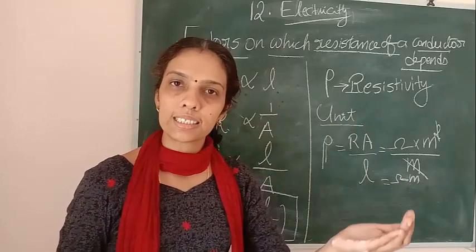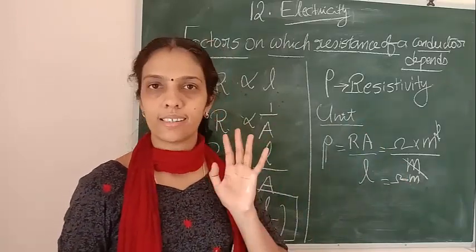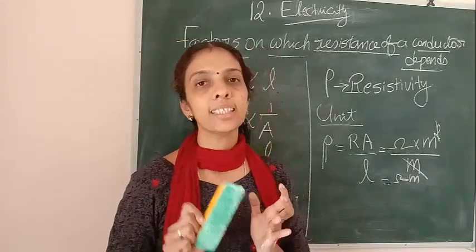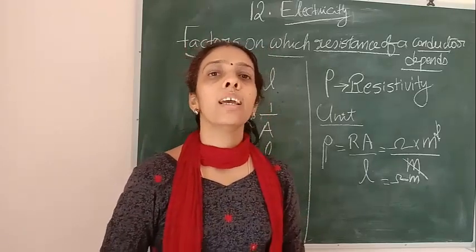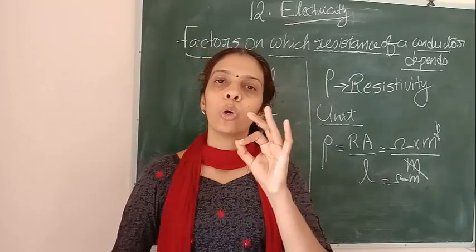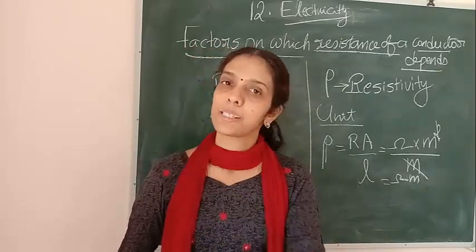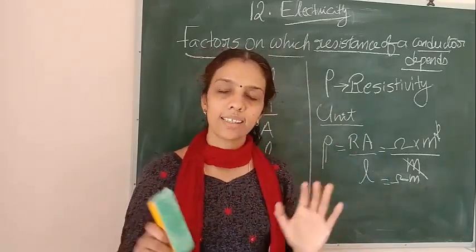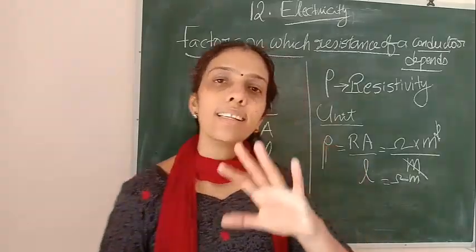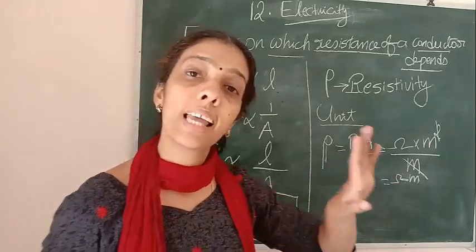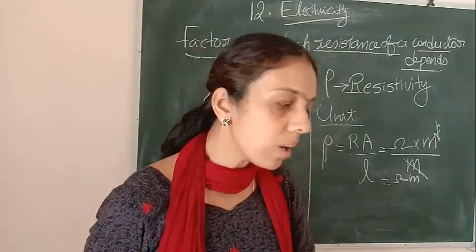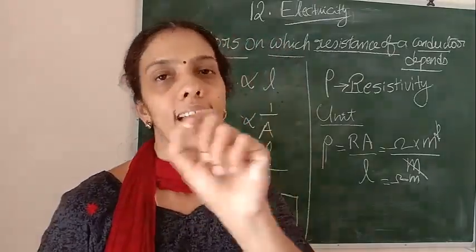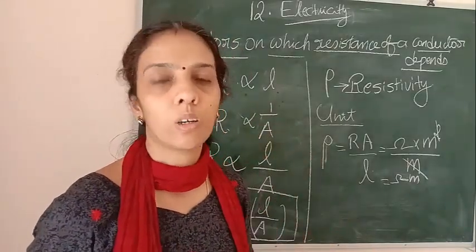And how do resistance and resistivity depend? As resistivity increases, resistance also will increase. So, resistance is a term which depends on the length of the conductor and the area of the conductor. Resistivity depends only on its substance. Suppose we are taking a copper wire: whether its length is more or less, or its area is more or less, the resistivity will be the same. Resistivity does not depend on the length or area. Only resistance depends on length and area. Resistivity depends only on the substance.